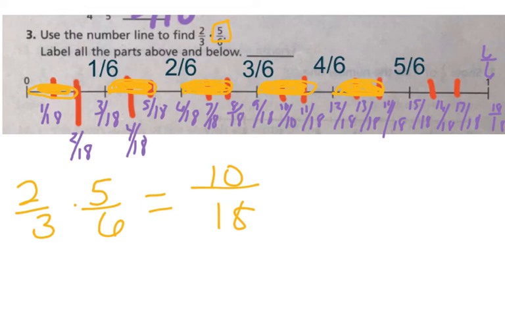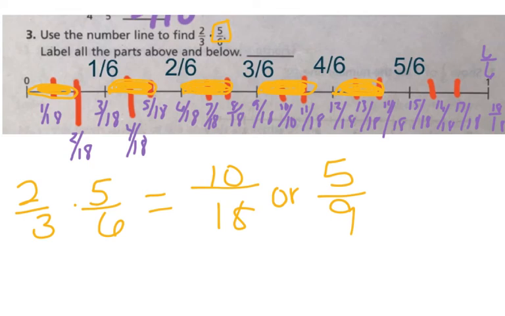And if you reduced that when you were completing, you know that 2 is a factor of both those. 2 goes into 10 5 times, and 2 goes into 18 9 times. And I should have written or. So 10/18 or 5/9 would be your answer for number 3.